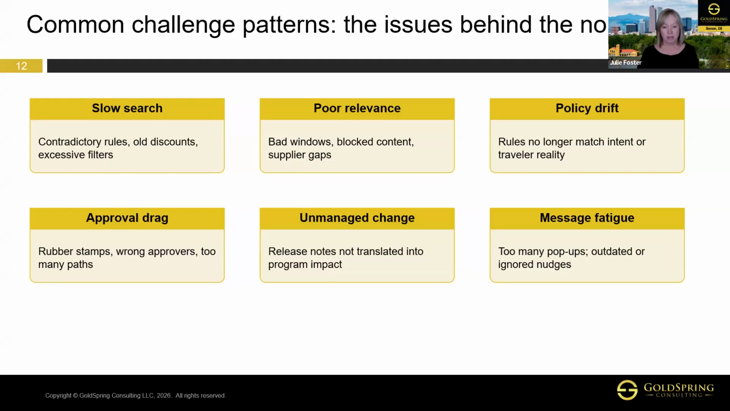These patterns rarely occur in isolation. Slow search may be driven by out-of-date discount codes or excessive filters. Poor relevance may come from policy settings, blocked content, or maybe even your sort order. Message fatigue can also compound this problem when travelers encounter too many messages, or messages that appear at the wrong point in the booking process. They may begin dismissing all the pop-ups, including those with important information.